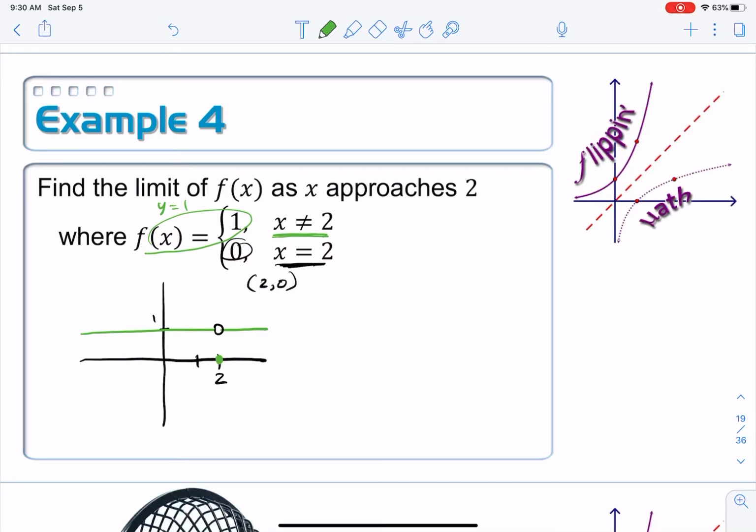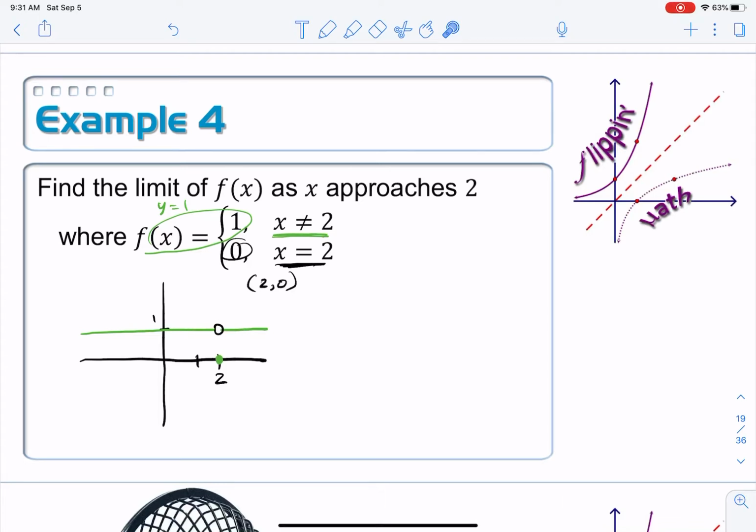All right, so we can see that if we were to trace this function with a laser pointer, the value of the function is always 1 on the left side of 2, and it's always 1 on the right side of 2. It's just that the function dips down right there to 0 at 2. It doesn't matter if it does. The rest of the function looks like the number 1 on either side.